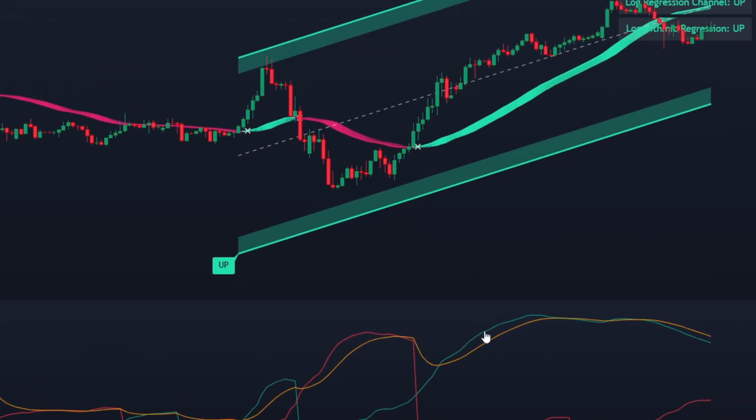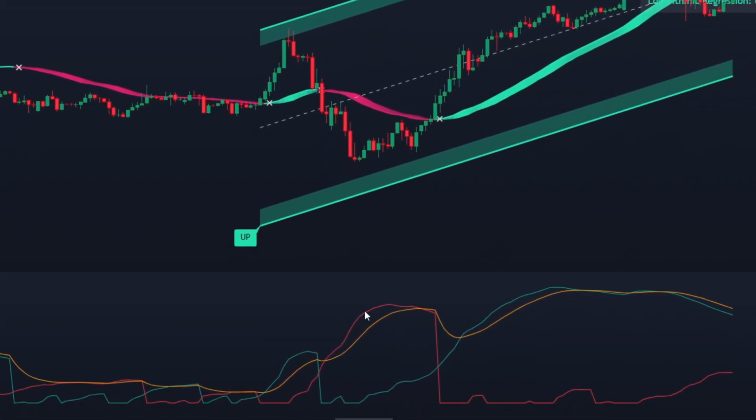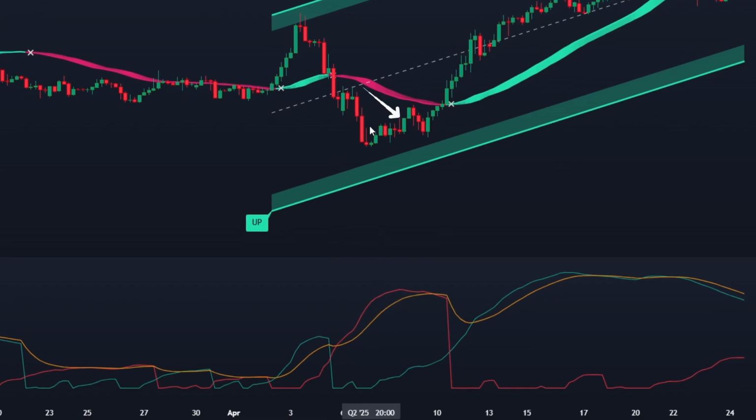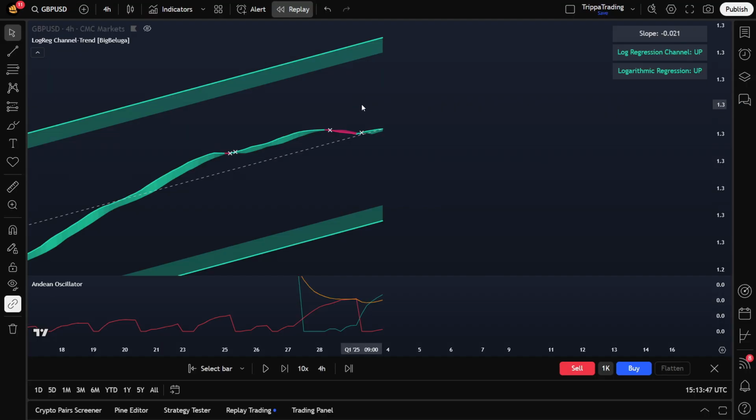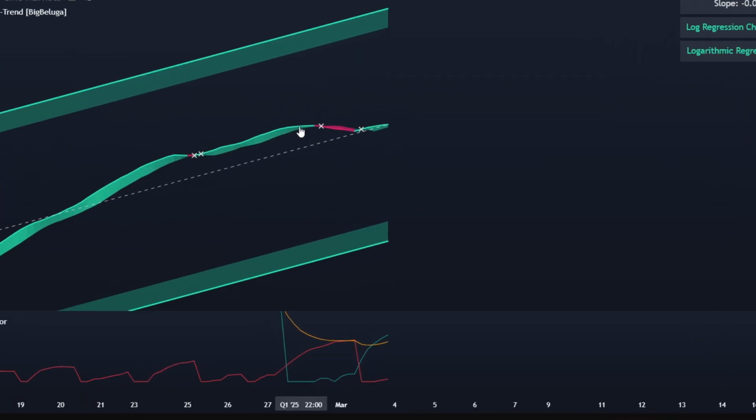But when the green line is above the orange, it confirms upward movement. And when the red is above the orange, we've got downward pressure in the market. Let me show you a full buy trade setup. As we can see here, the channel is green, so we're only thinking of opening buy trades.